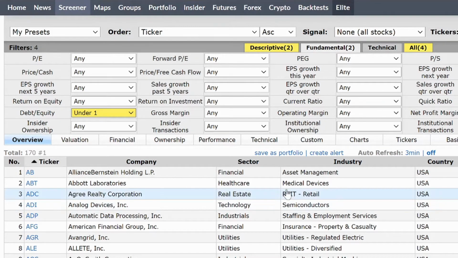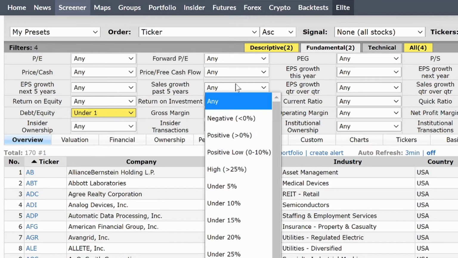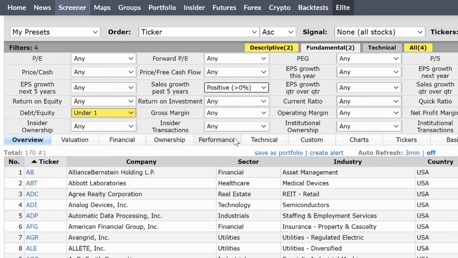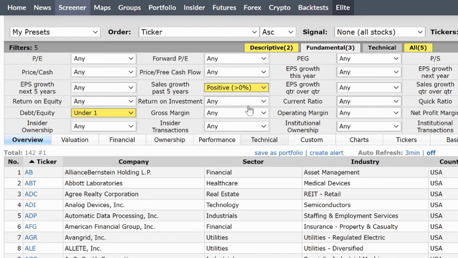What else could we possibly change? Well, I'm going to want something that's going to have positive sales growth. So where is that? Sales growth past 5 years. Over the past 5 years, I'm going to want something that has had just positive growth. It doesn't even need to be a certain percent. It doesn't need to be 5%. As long as they're adding more sales each year, I'm okay with it. We're down to 142 now.